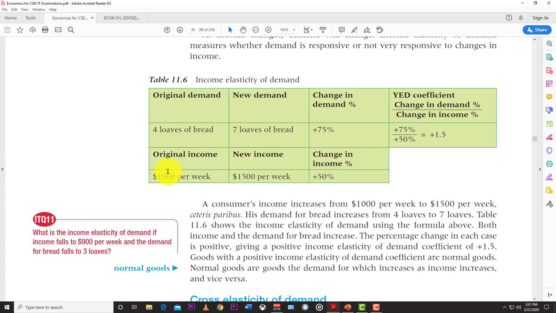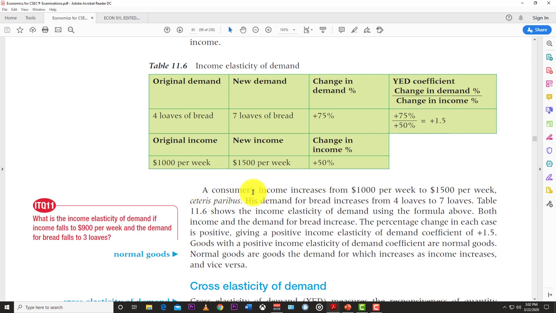And then you have the new income minus the old, so there's a $500 difference. And so $500 over the original $1,000 is a 50% change, and so you get the 50 right there. Then you do the maths and you have your coefficient, just like in the one explained above. So very much the same formula. As consumer income increases from $1,000 per week to $1,500 per week, all things remaining equal, his demand for bread increases from four loaves to 7 loaves. Table 11.6 shows the income elasticity of demand using the formula above.